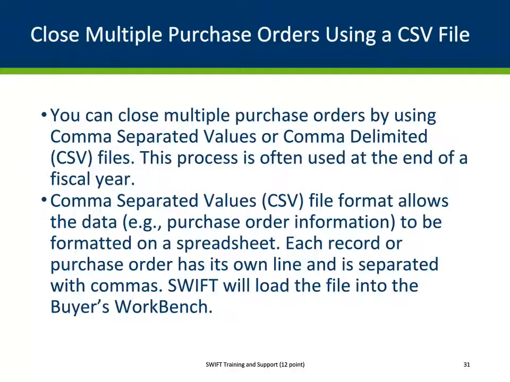You can close multiple purchase orders by using comma-separated values or comma-delimited CSV files. This process is often used at the end of a fiscal year. The CSV file format allows the purchase order information to be formatted on a spreadsheet. Each record or purchase order has its own line and is separated with commas. SWIFT will upload the file into the buyer's workbench.